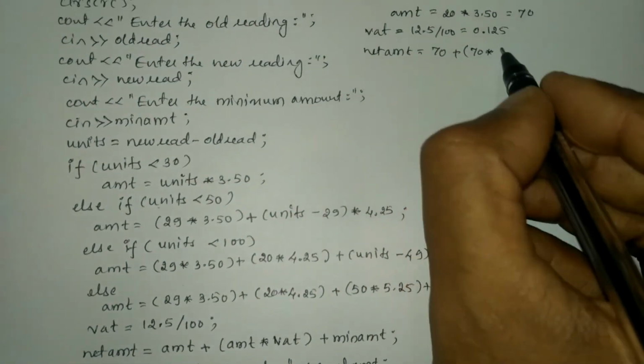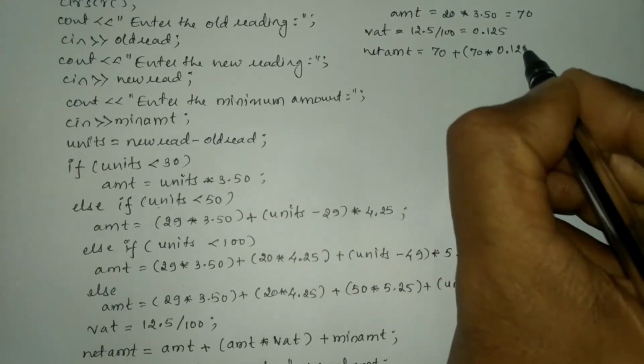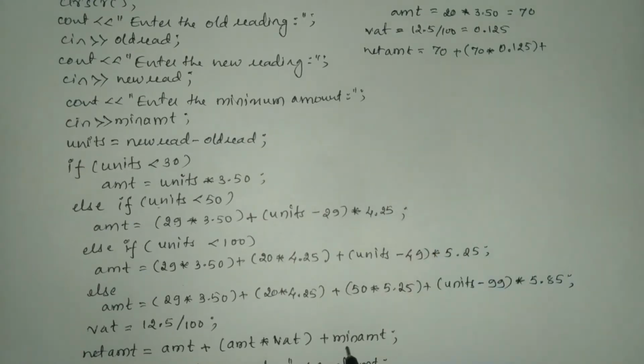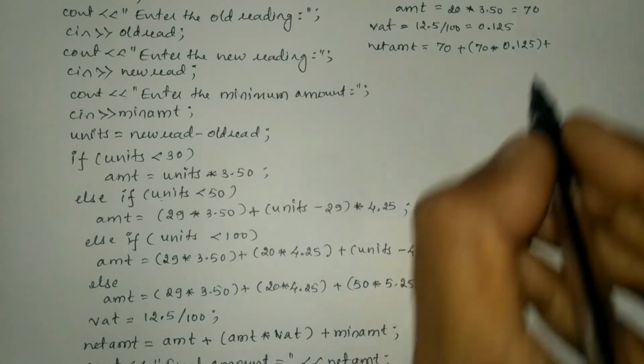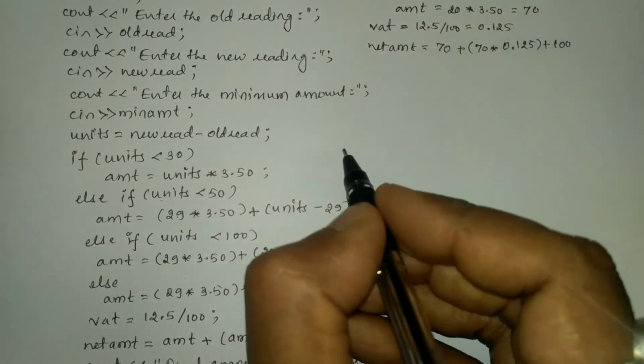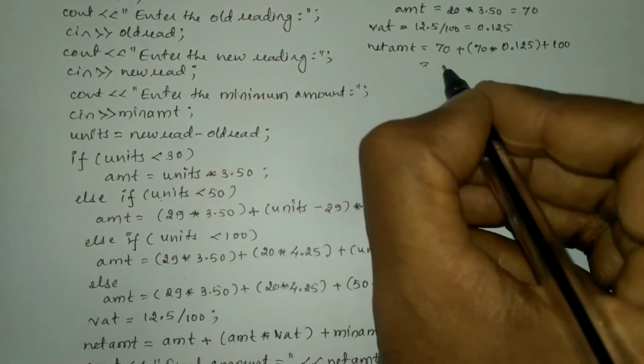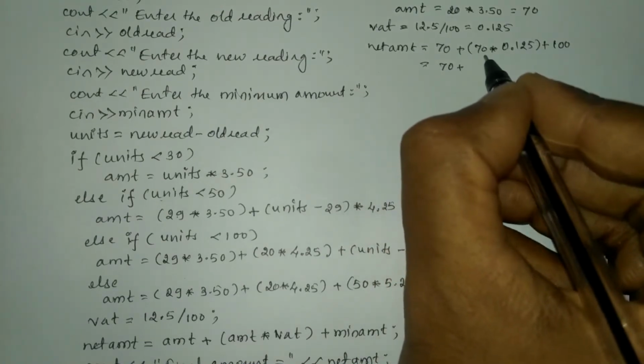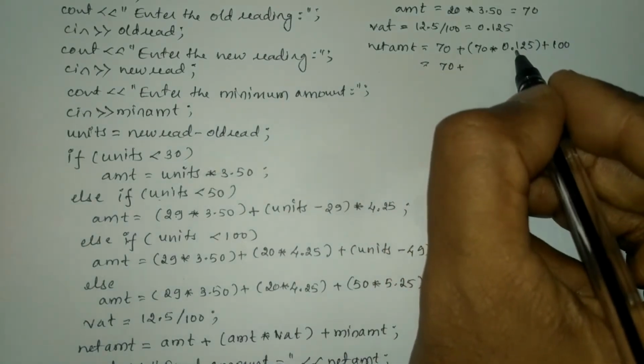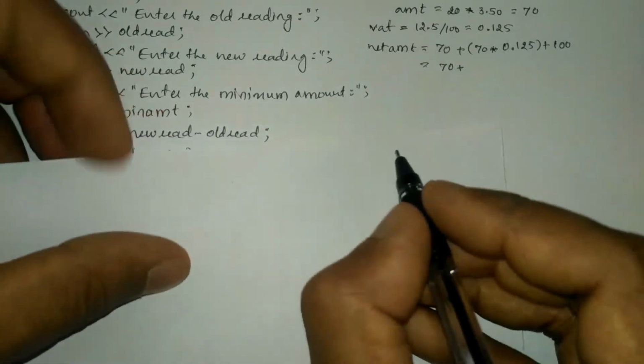VAT is 0.125 plus minimum amount is what here? Minimum amount 100. So here I'm going to write 100. Now further we are going to simplify. 70 plus 70 into 0.125. So what we are going to get here, we'll check out.